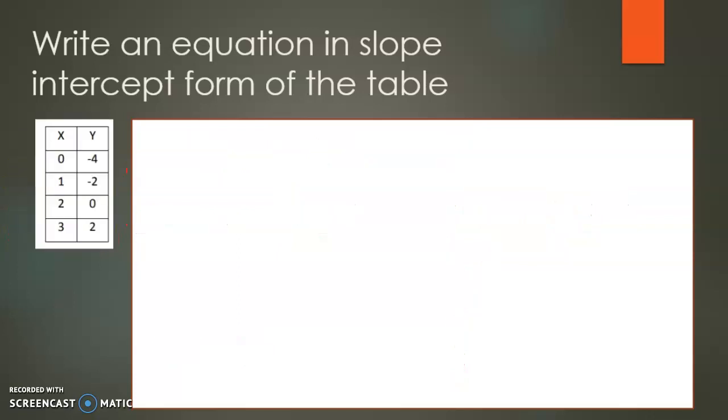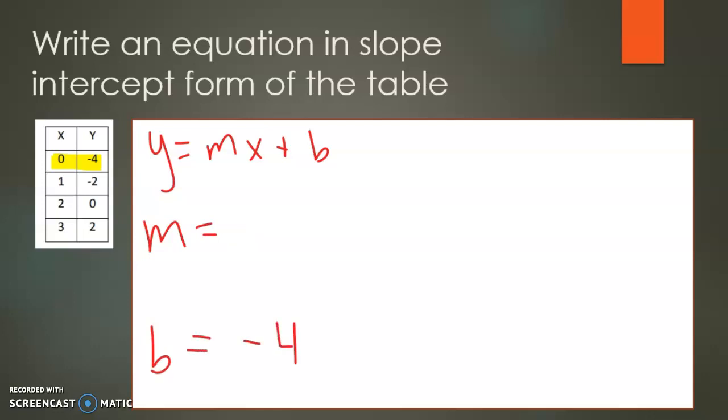The next one is write an equation in slope-intercept form of the table. So my equation is y equals mx plus b, where I need to find the slope and I need to find the y-intercept. I always hunt the y-intercept first. It is right there. It is a 0, number. So my slope, I haven't looked for yet. My y-intercept is negative 4. My slope, most of the problems will tell you, find the equation in slope-intercept form from this linear table.